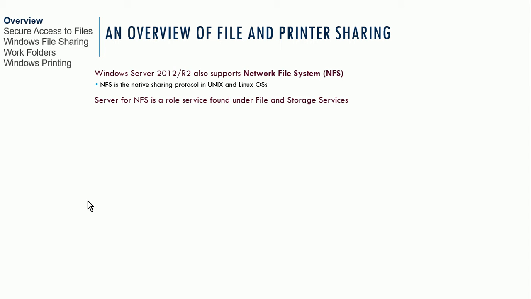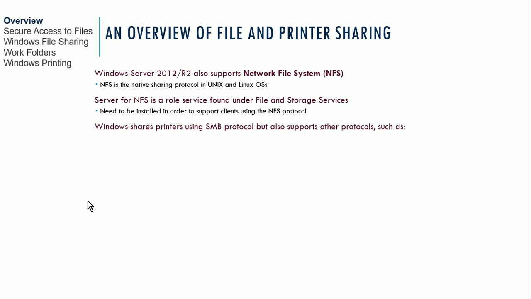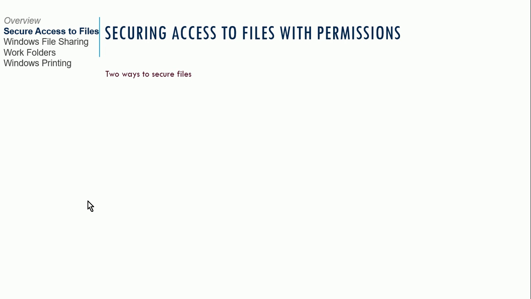Server for NFS is a role service found under File and Storage Services, so it's one of the role services that you can enable. It needs to be installed in order to support clients that are using NFS. Windows shares printers using SMB, but also supports other protocols such as LPR or LPD, or line printing. So that's another option.